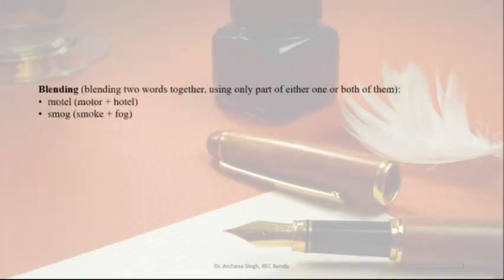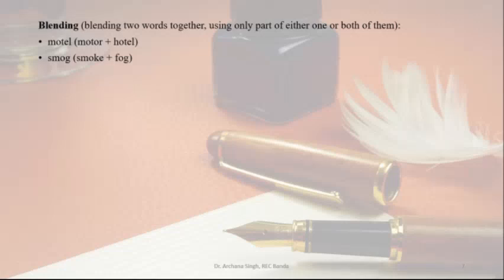The next method is blending. Blending is when we blend two words and take particular parts of both the words. That becomes the blending. For example, with motor and hotel, we have taken the first part of one word and the last part of the other word, and we get the word motel. Then we have smoke plus fog. We have taken this portion of this word and this last portion of the other word, and we get a new word, smog. So this is known as blending. We are blending two words and then we get a new word.